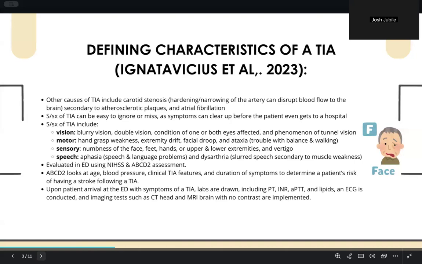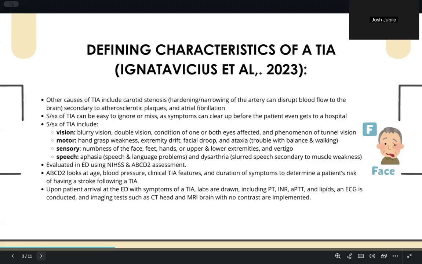Now, a patient with the TIA is treated no different than a stroke. They're evaluated in the ED using the NIHSS and the ABCD2 assessment. The ABCD2 assessment looks at age, blood pressure, clinical TIA features, and how long the symptoms have been going on to basically determine the patient's risk of having an impending stroke once they've had the TIA.